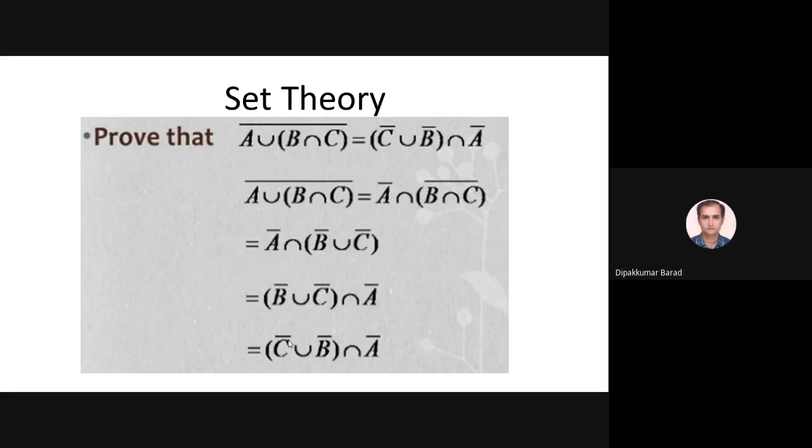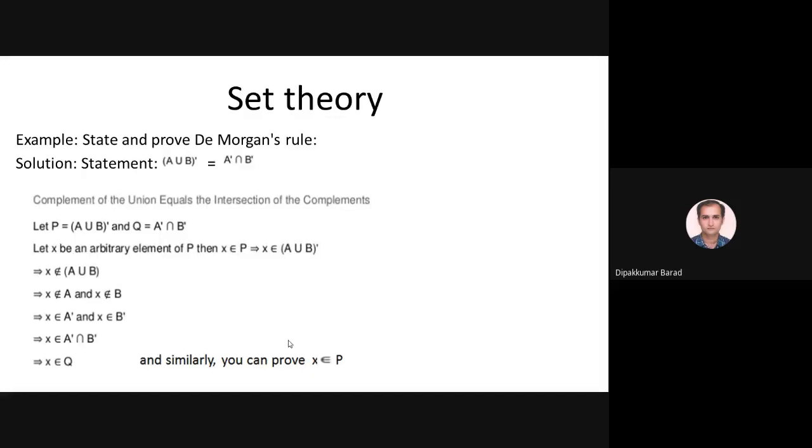Now state and prove De Morgan's rules. For set theory, (A union B) dash is equal to A dash intersection B dash. I call the first one P and the second one Q. Then let x be an element of P. If x belongs to P, it means x belongs to the complement of A union B. So x does not belong to A union B. So x does not belong to A, and x does not belong to B.